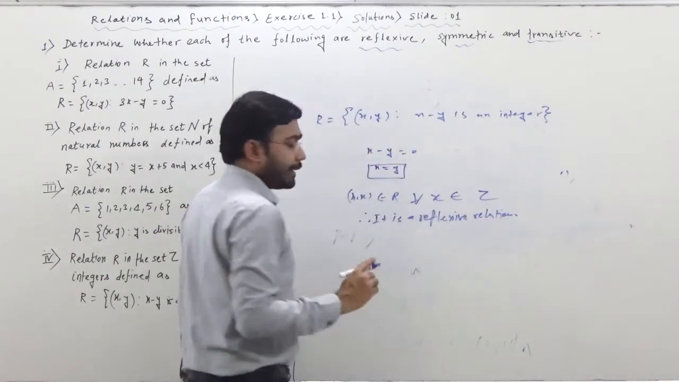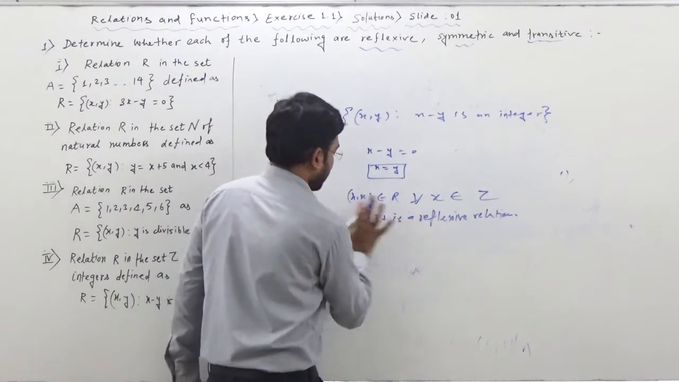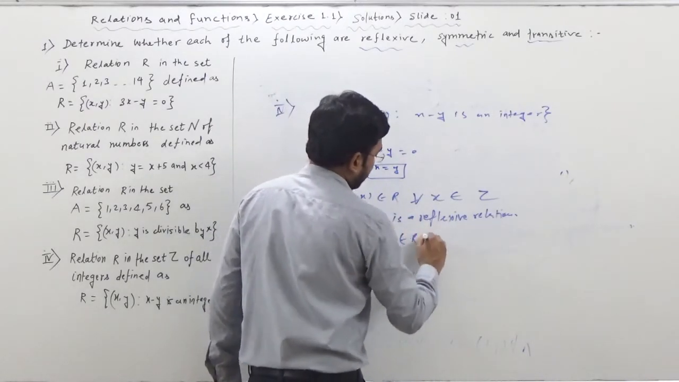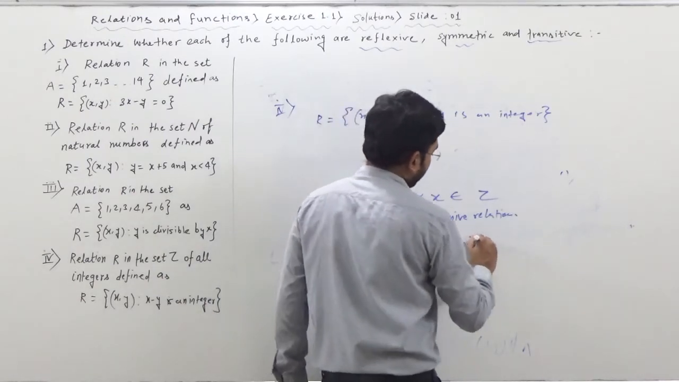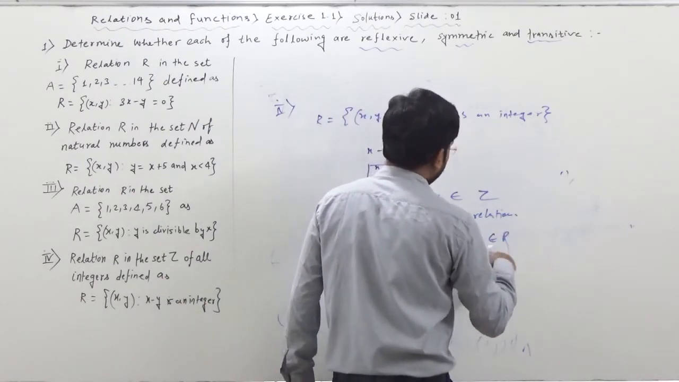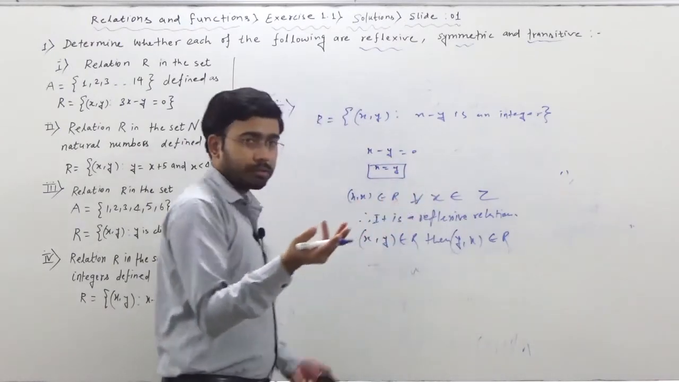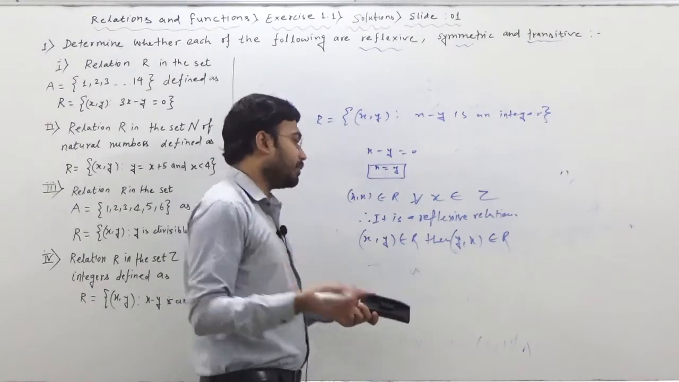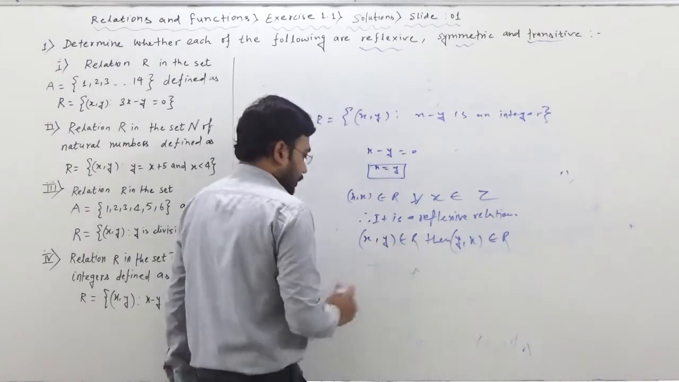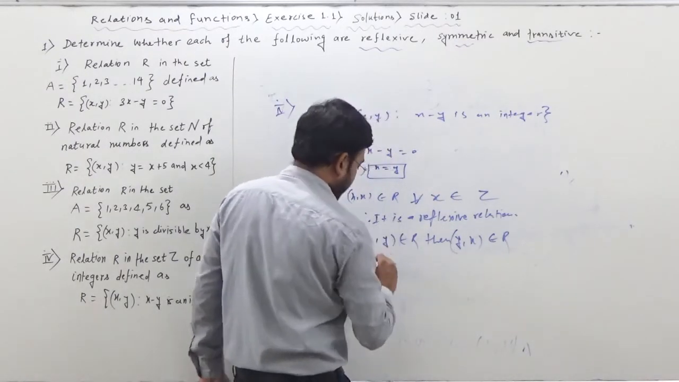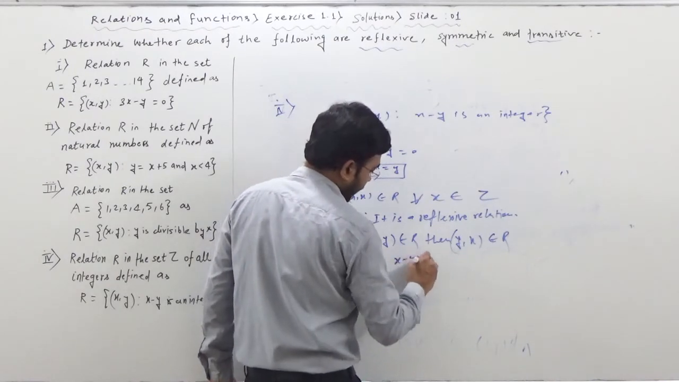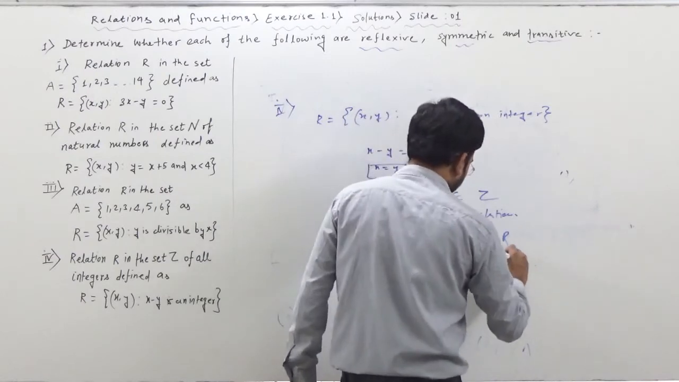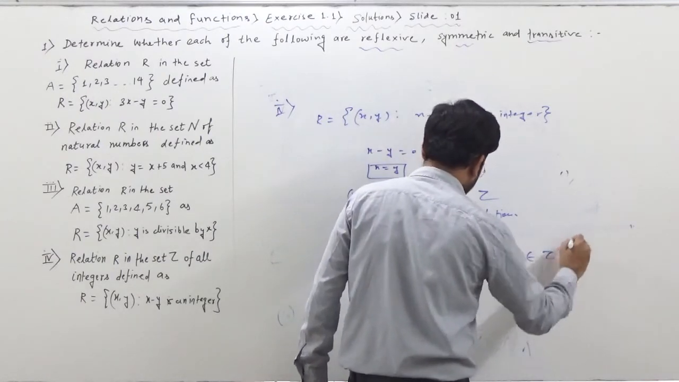Is it going to be a symmetric relation also? If (x, y) belongs to R, then of course (y, x) also belongs to R. 1 comma 2 is there, 2 comma 1 is also there, because the subtraction can give you plus 1 or minus 1, but both are integers. Since x minus y belongs to the integers, then y minus x also belongs to the integers. This is the reason.